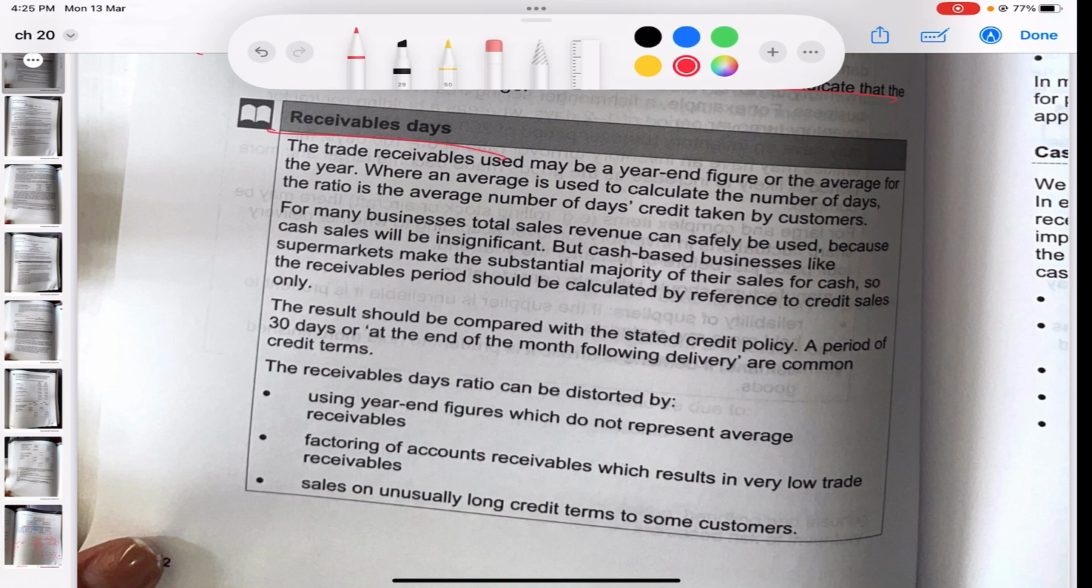Okay. The trade receivables used may be a year-end figure or an average of the year. When an average is used to calculate the number of days, the ratio is the average number of days credit taken by customers. Okay. Take a moment and read this.